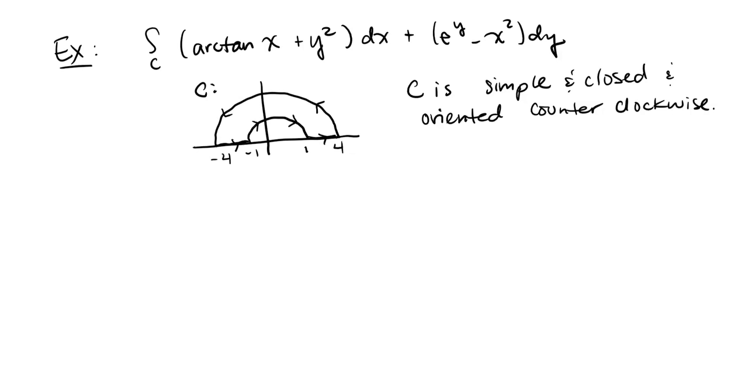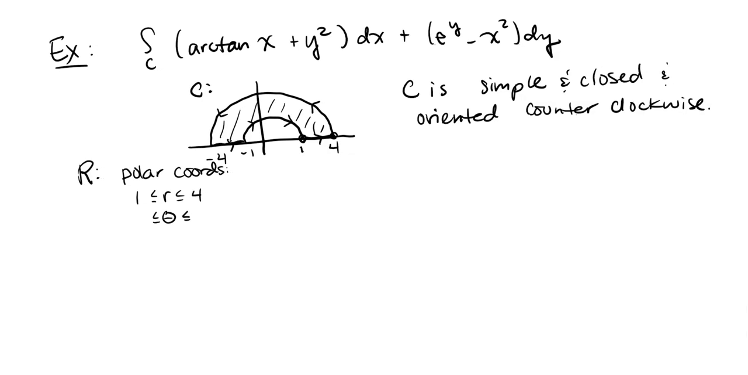If we think about Green's theorem, this isn't a particularly nice region in rectangular coordinates, but it is a nice region in polar coordinates. So we might already be thinking that far ahead. If I try to describe this region R in polar coordinates, then r goes from 1 to 4. And then theta, we only do a half turn, so we go from 0 to pi.